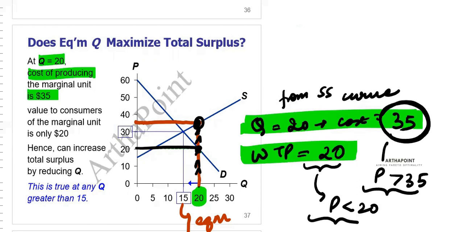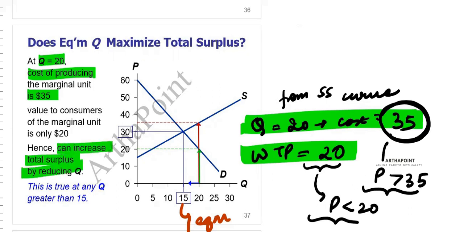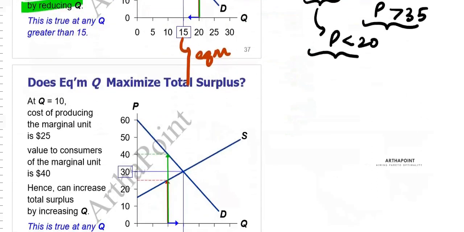You can in fact increase the total surplus by reducing the quantity. So you can only do maximum surplus at this equilibrium quantity.